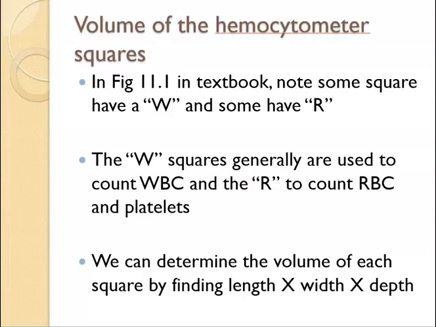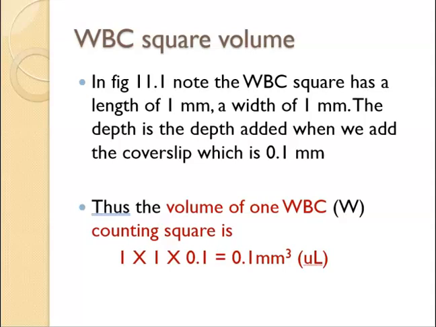determine the volume of each square by finding the length times the width times the depth. So let's talk about the volume of the larger white blood cell square. In the white blood cell square, it has the length of 1 millimeter and the width of 1 millimeter. The depth, of course, is the 0.1 millimeters. So if you figure that up, 1 times 1 times 0.1 is 0.1 millimeters cubed or microliters. So that's the volume of the white blood cell square.